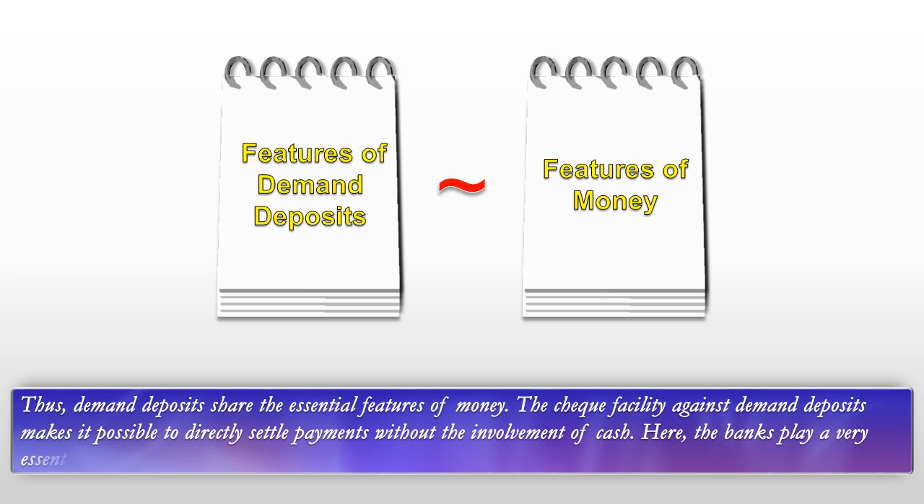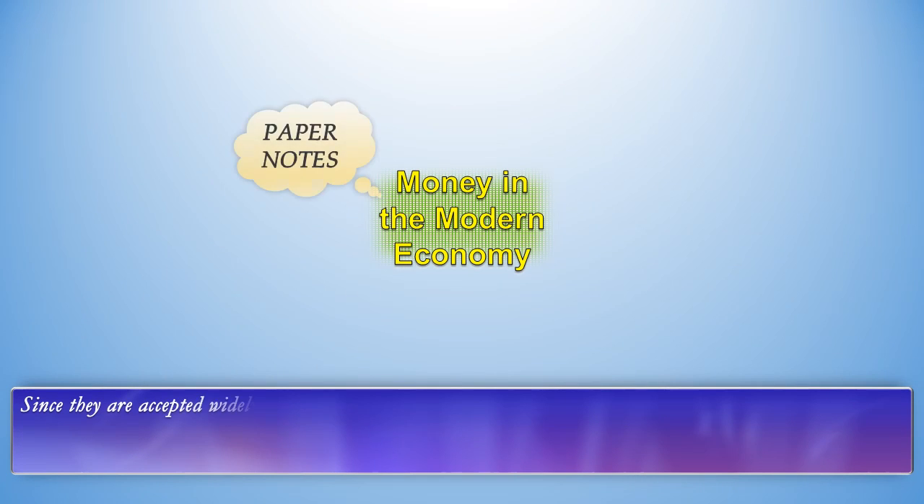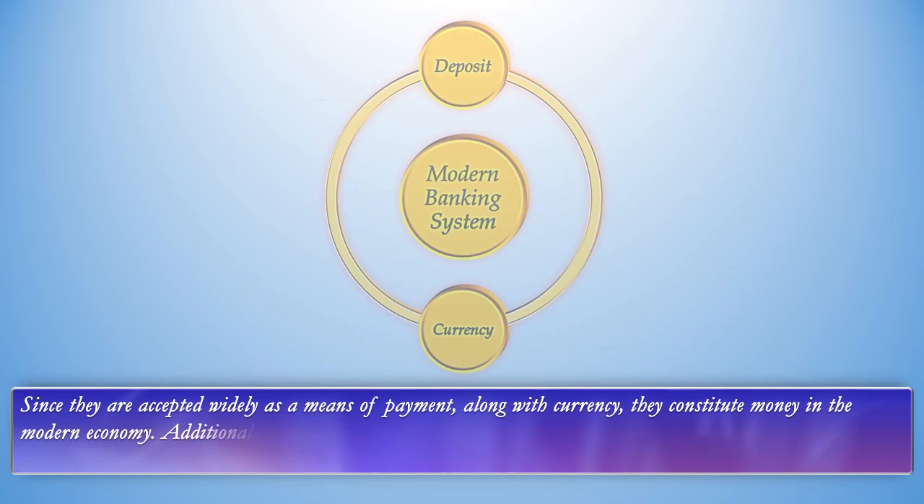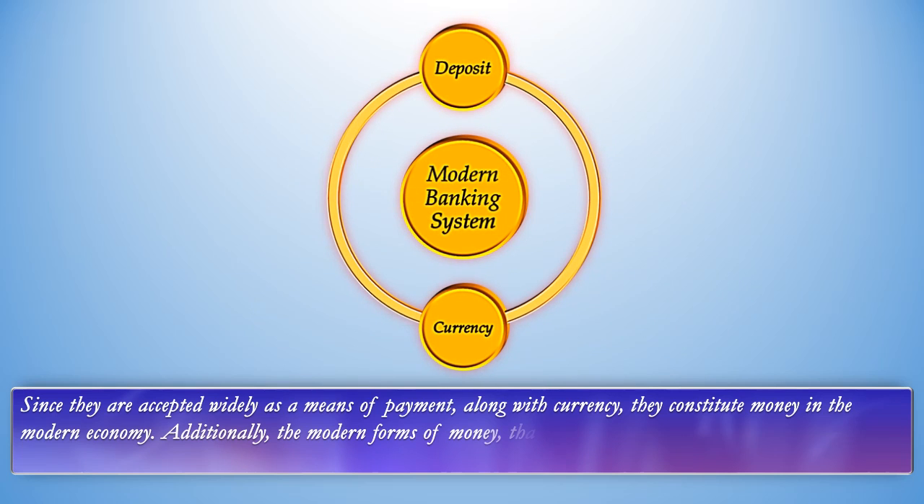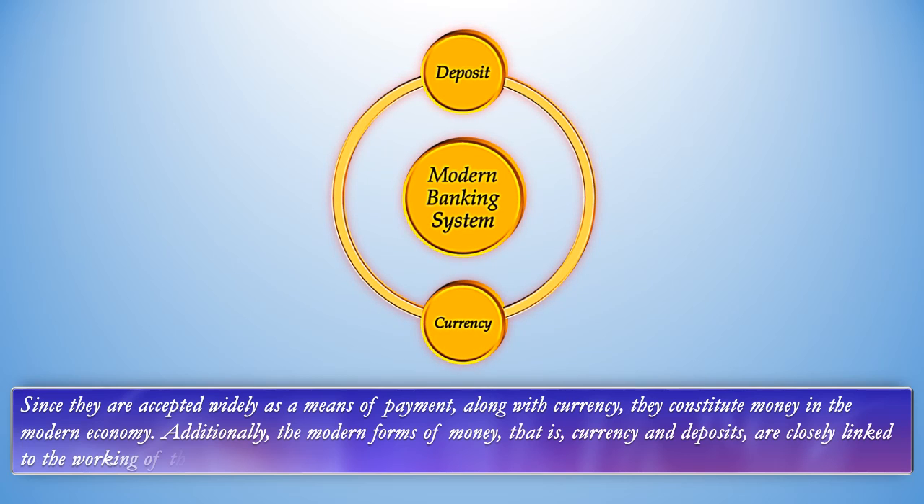Here, the banks play a very essential role. Since they are accepted widely as a means of payment, along with currency, they constitute money in the modern economy. Additionally, the modern forms of money, that is, currency and deposits, are closely linked to the working of the modern banking system.